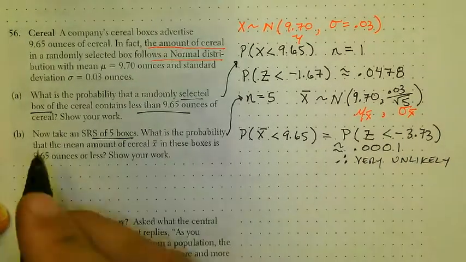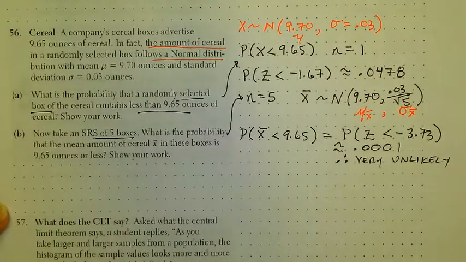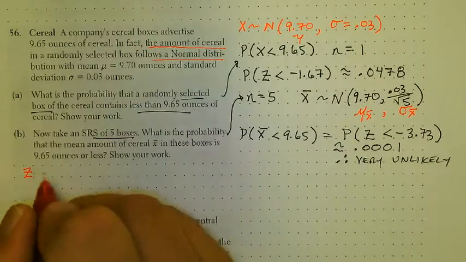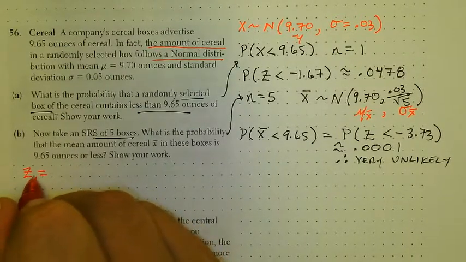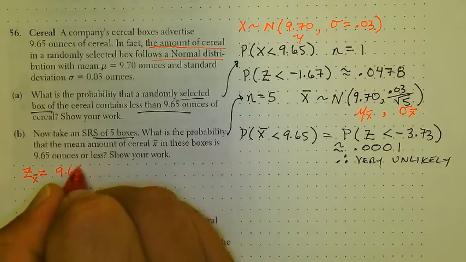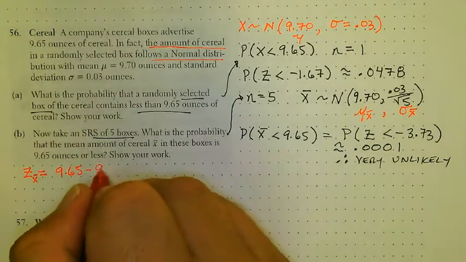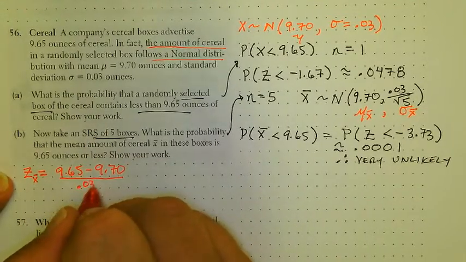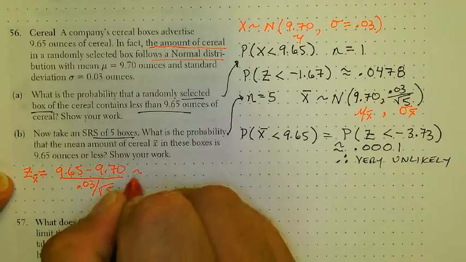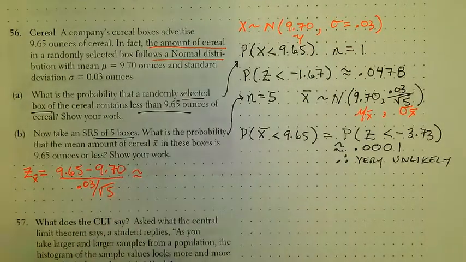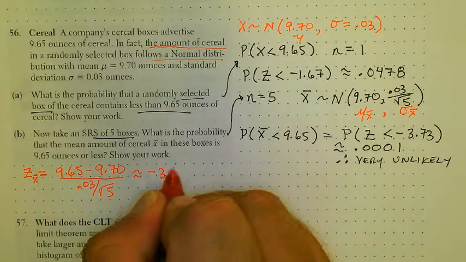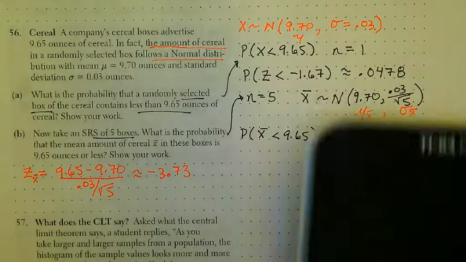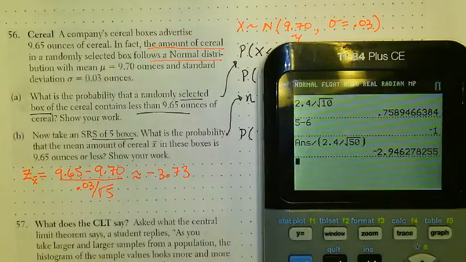For those of you that still need a little bit of help with the z-scores, remember that the z-score for x bar would be 9.65 minus 9.70 divided by 0.03 all over the square root of 5. And if you put that into your calculator, you get negative 3.73.